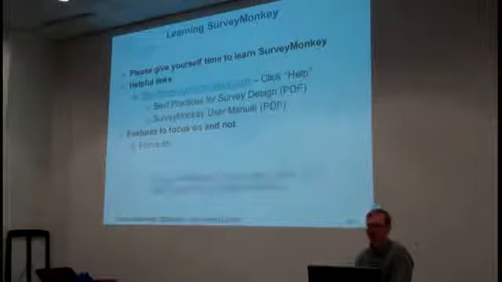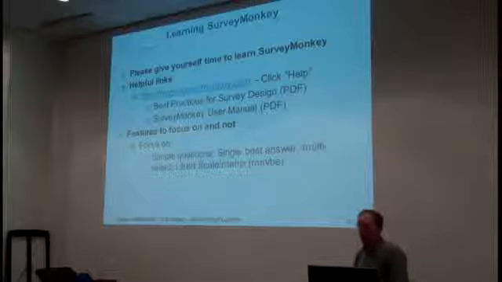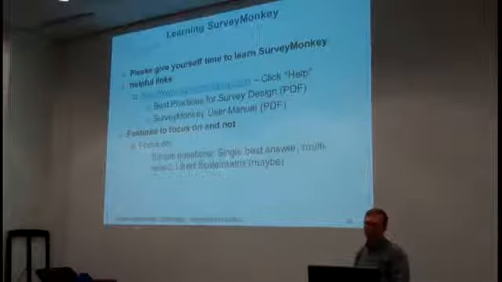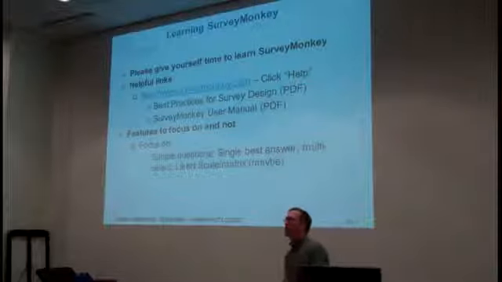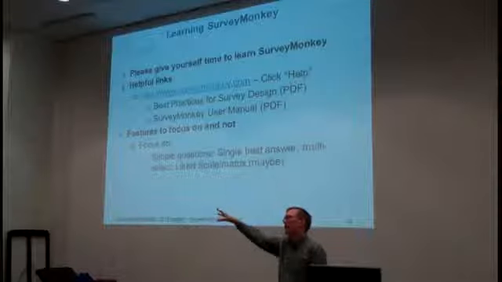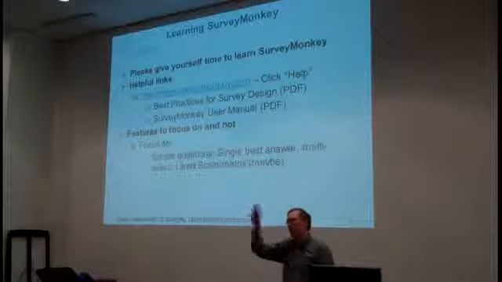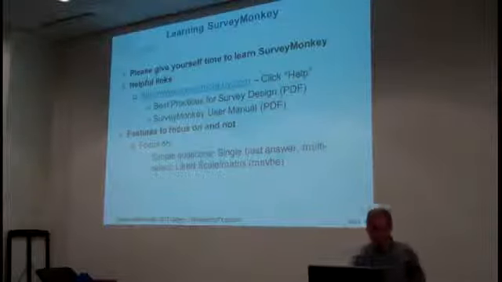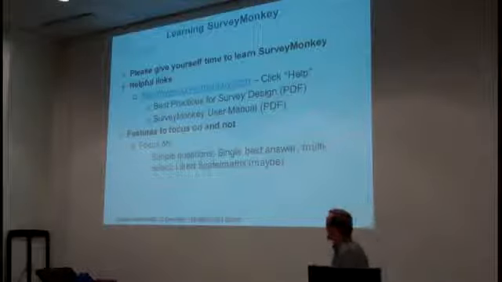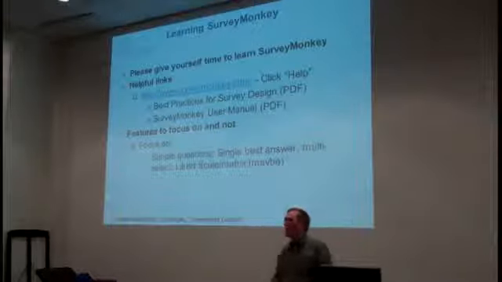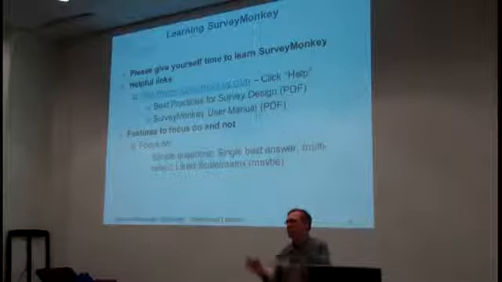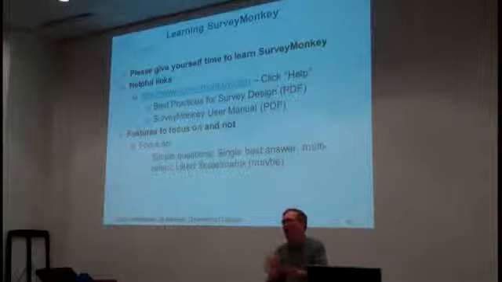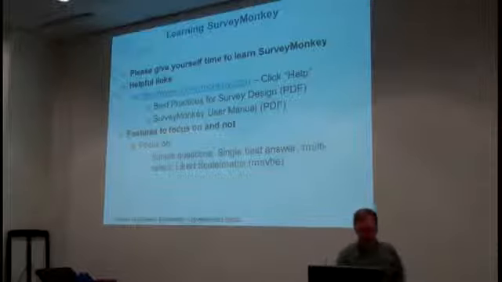Some features to focus on. I recommend focusing on simple features. Single best answer, multiple select, Likert scale. Likert scale, just to clarify again, is strongly disagree, disagree, neutral, agree, strongly agree. In SurveyMonkey, a Likert scale is called a matrix question. I put the note maybe in there because that's pushing the limits of advanced. Don't go too far beyond that question type.